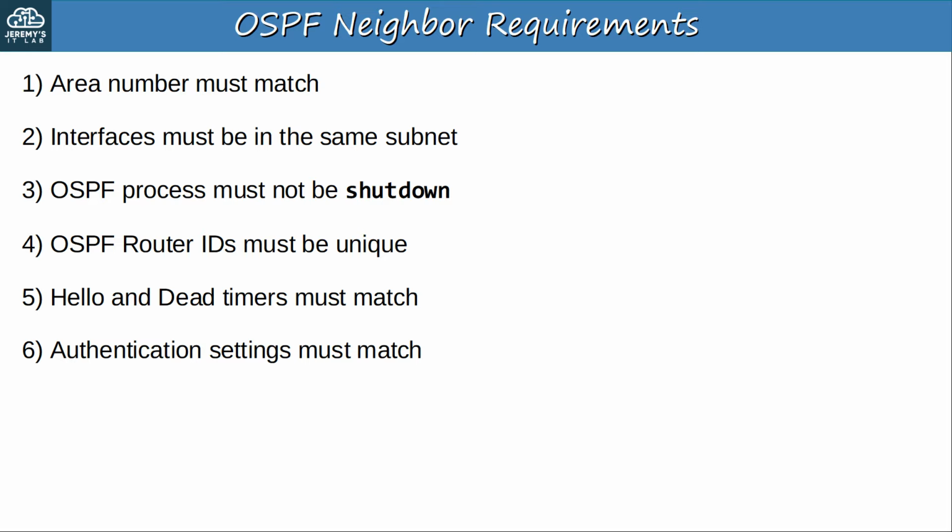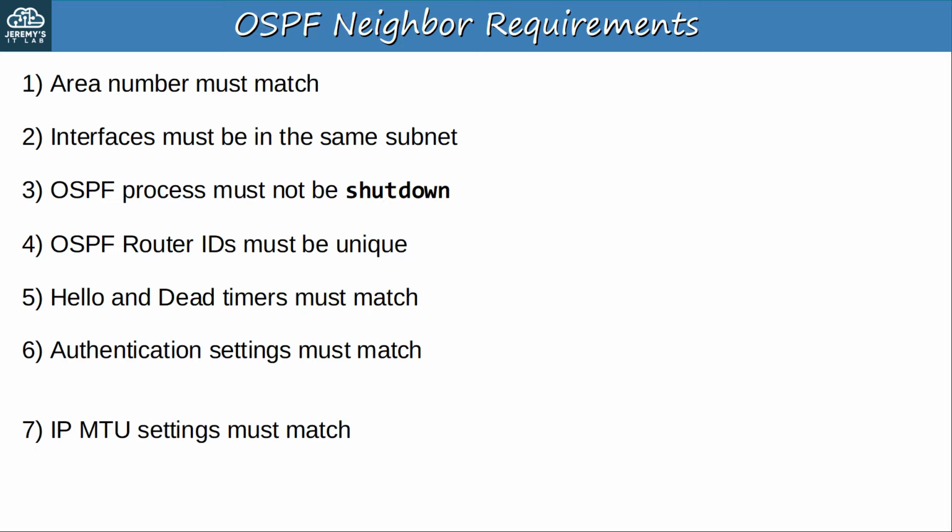Okay, there are two more things to mention. Number 7 is that the IP MTU settings on the interfaces must match. The IP MTU is the maximum size of an IP packet that will be sent out of the interface. The default is usually 1500 bytes, but it can be configured.